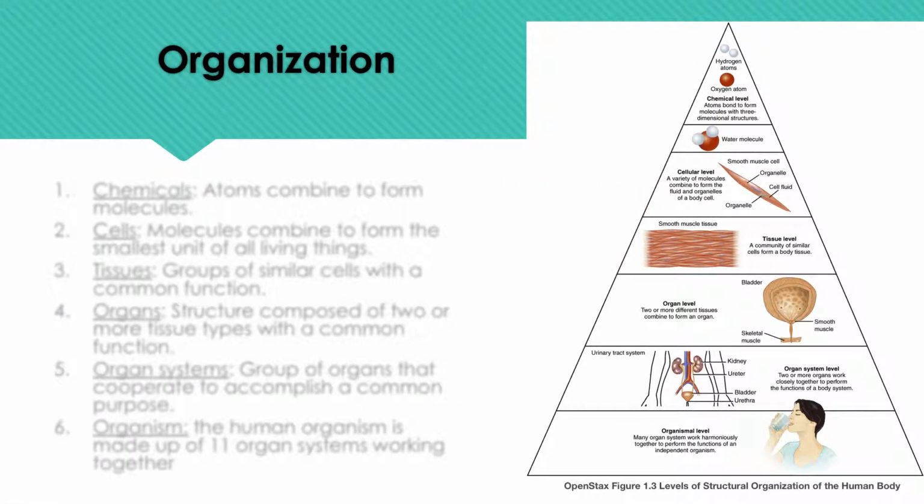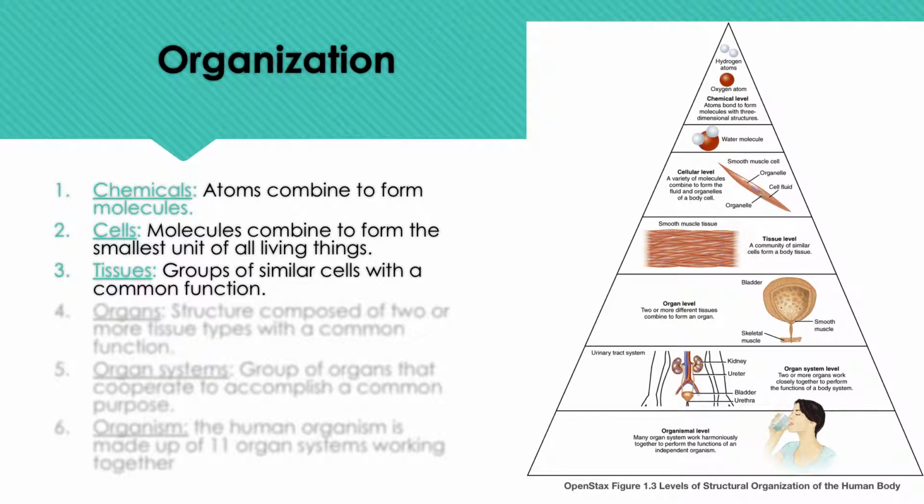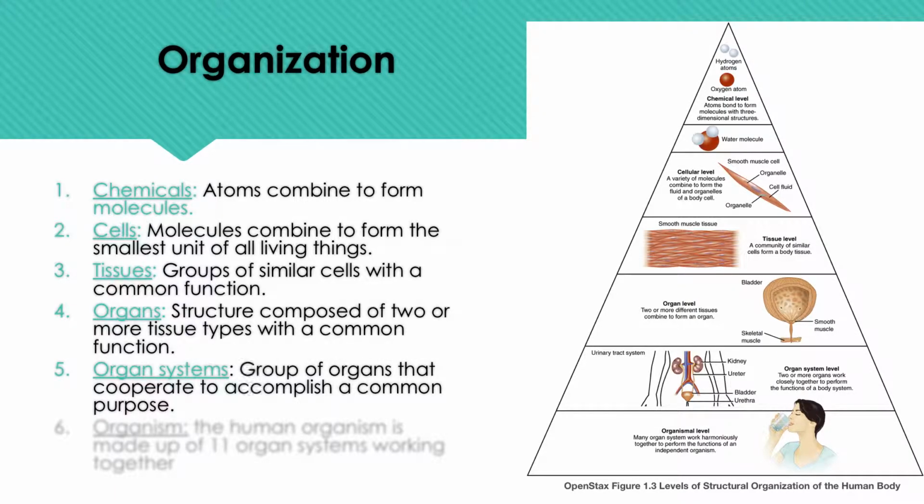Life is organized from the really small to whole organisms, such as a whole human. So we begin with thinking about chemicals, which are atoms that can combine to form molecules. Molecules will combine to form the smallest unit of all living things, which are cells. Those cells group together with similar functions to form tissues. Organs are composed of two or more tissue types with a common function, and then organ systems are groups of organs that cooperate to accomplish a common function.